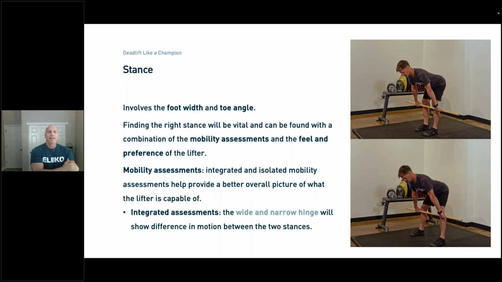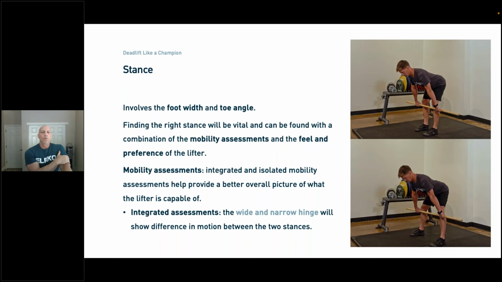So from an integrated standpoint for a deadlift, it's pretty simple. You can just do a wide and narrow hinge. Basically it's like doing a straight leg almost, and you just want to hinge down. And this picture is perfect. So this is Patrick. You'll notice in the top picture he's a little more narrow, more like conventional. And in the bottom picture, he's a little wider, which would be a little bit more like a sumo.